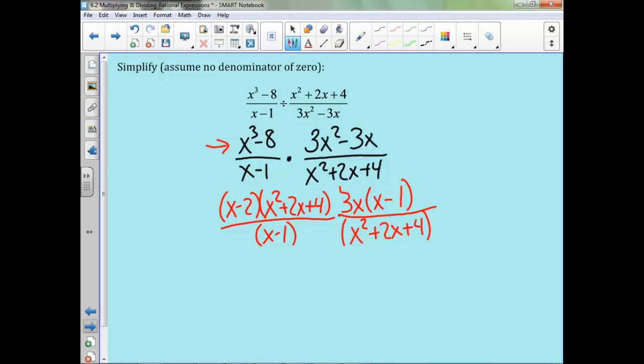And now, let's look. This x squared plus 2x plus 4 will cancel. The x minus 1s will cancel. So we're left with 3x times x minus 2.